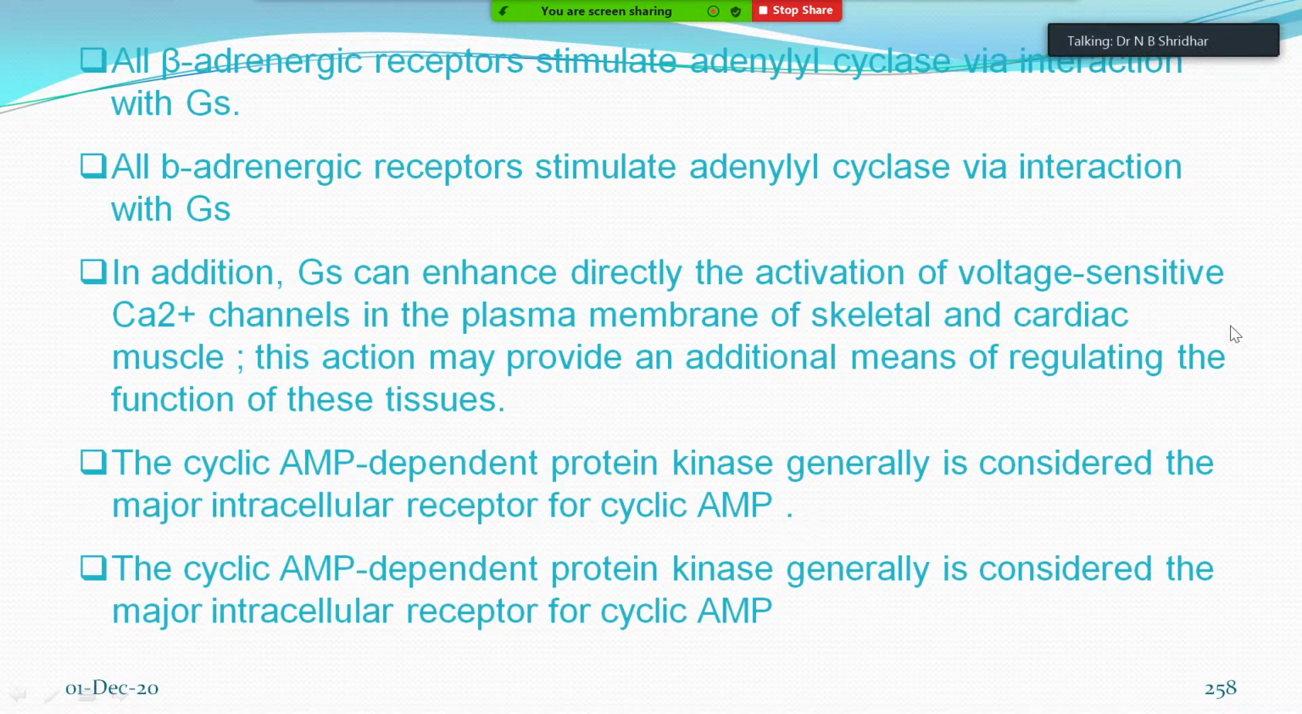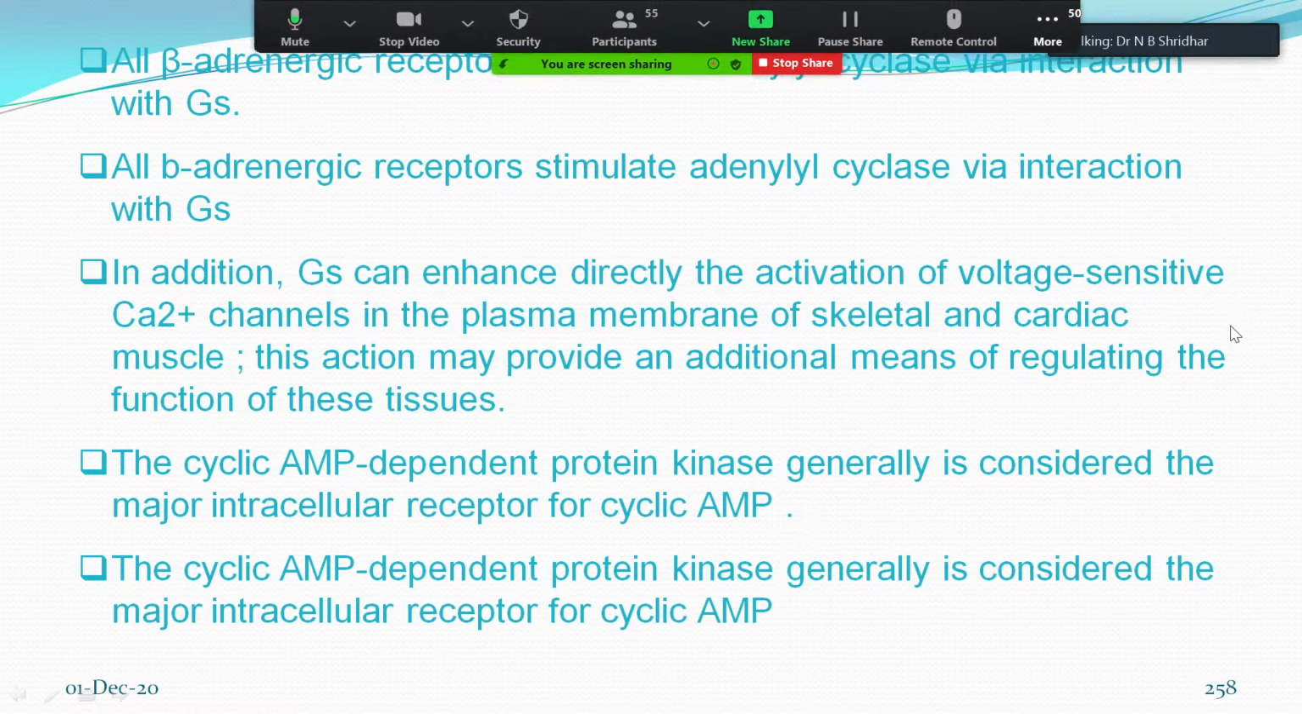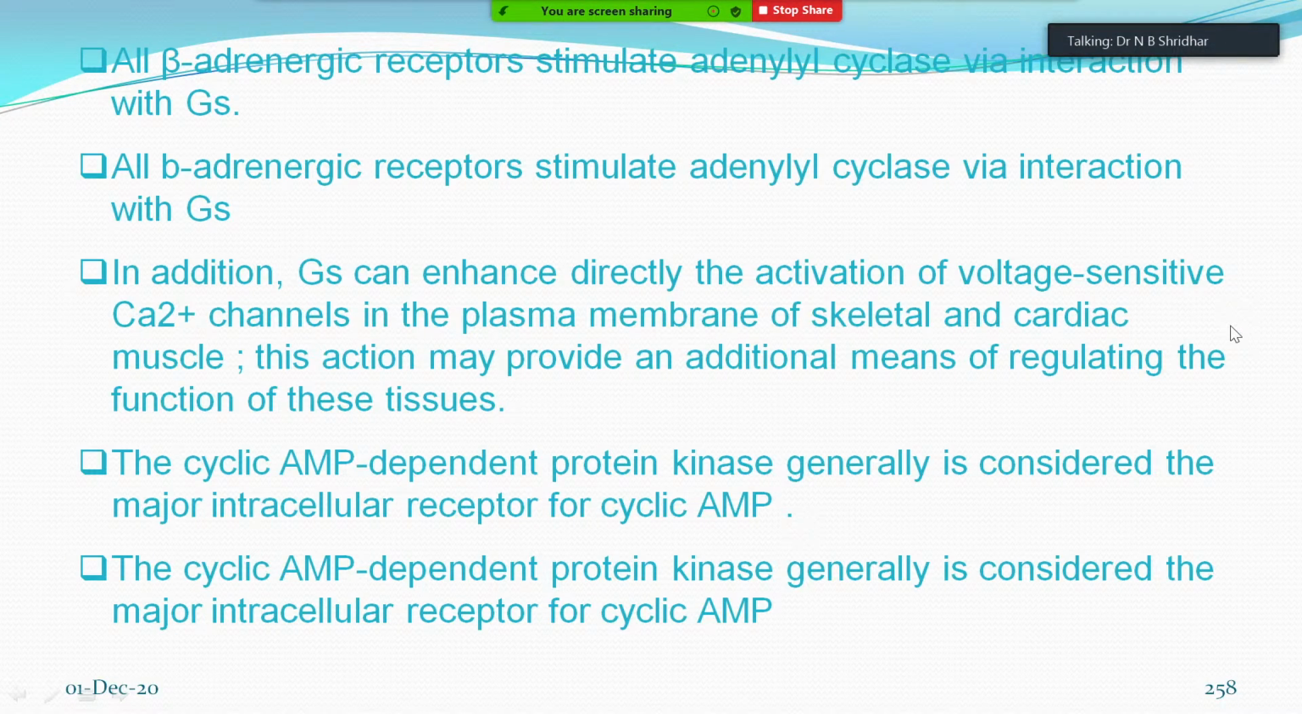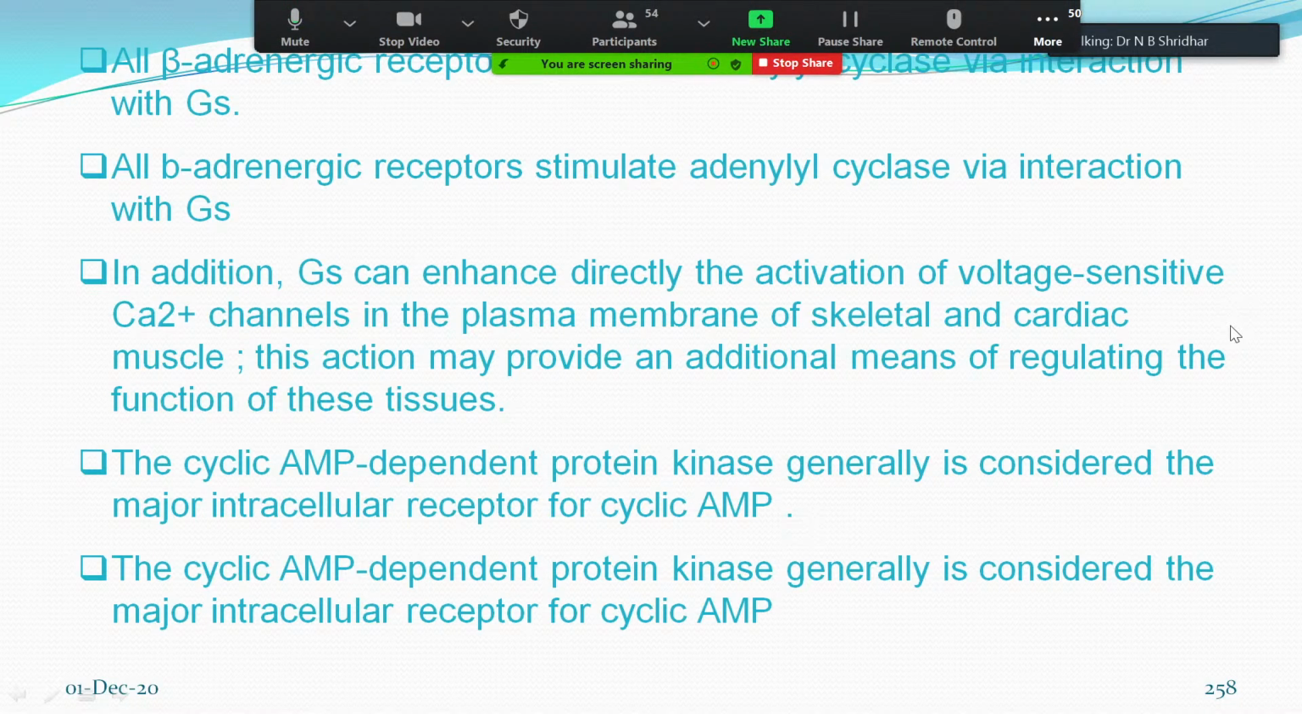In addition, G stimulatory proteins can directly enhance the activation of voltage sensitive calcium channels in the plasma membrane of skeletal and cardiac muscles, and this action may provide an additional means of regulating the function of these tissues, especially certain tissues where excitatory action is initiated. The cyclic AMP dependent protein kinase is considered the major intracellular receptor for cyclic AMP.